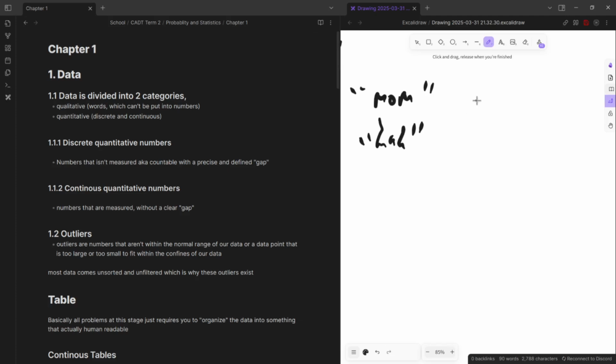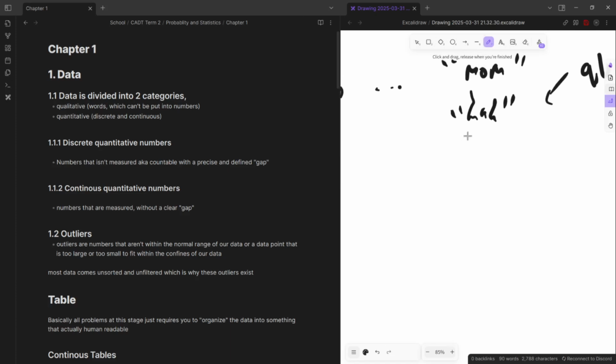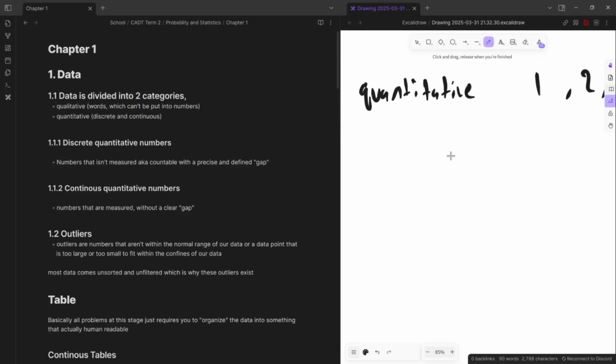That's not quantifiable. So this is qualitative data. This is non-measurable in terms of numbers, like words. And we have quantitative, which is quantifiable, which is like 1, 2, 3, like how many penises you suck today. Well, it's like 1, 2, 3, I don't know.